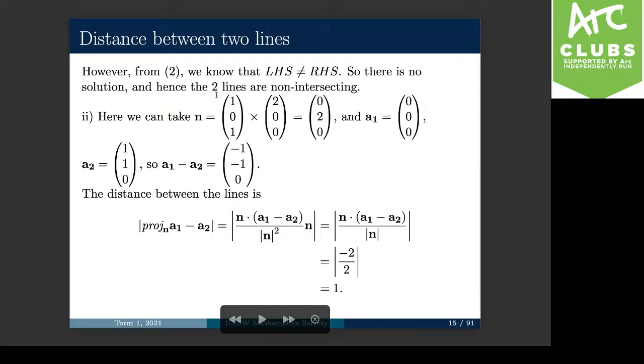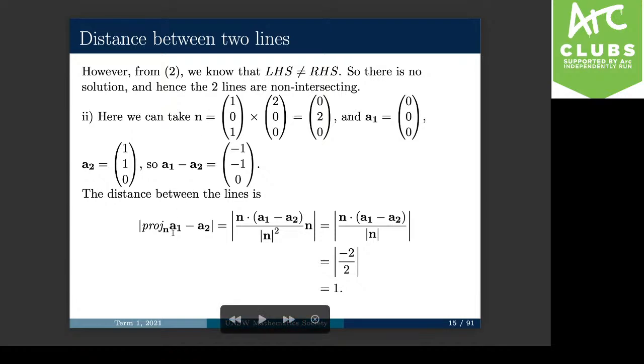Note that they might ask you something like the distance between a point and a plane, and you do the same thing. You let A1 be the position vector of the point they gave you, and A2 be the position vector of the plane, and then you find A1 minus A2. The normal will just be the normal of the plane, which you can find by the cross product of the two direction vectors of the plane.